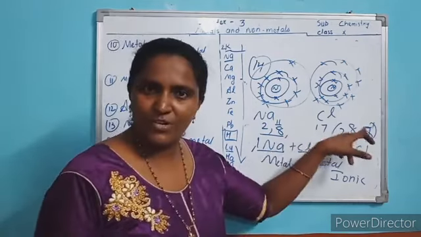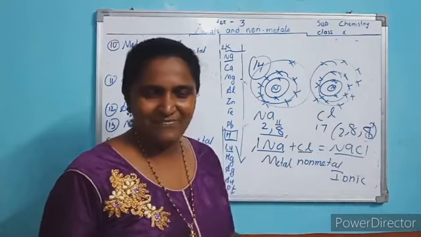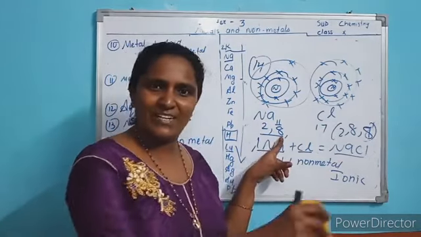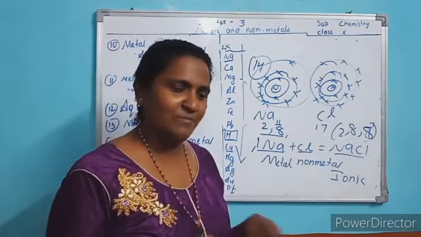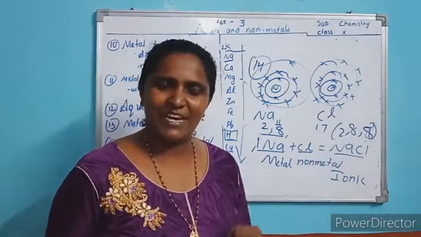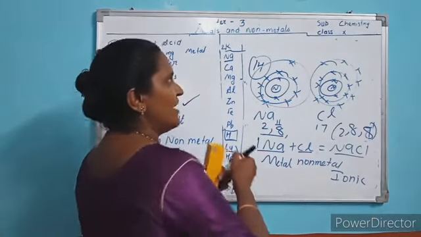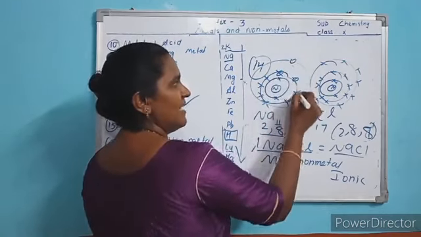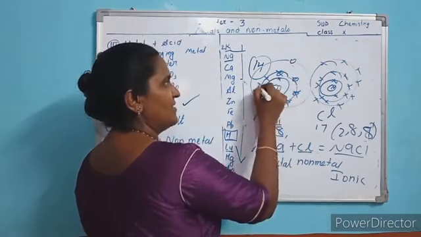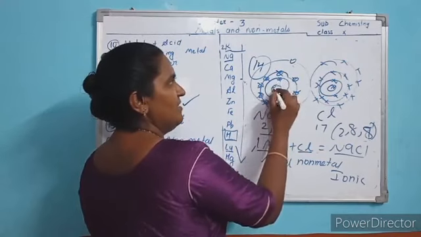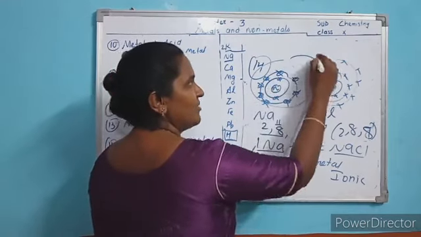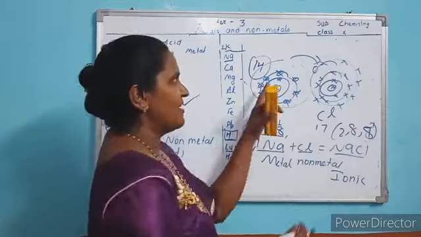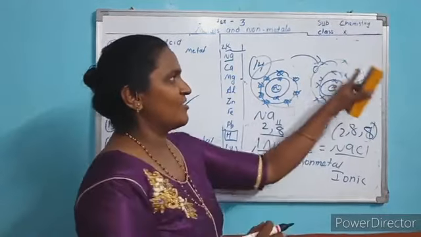So the metal donates. Why does it donate? To be stable. Now the outermost shell has 8 electrons, so it is stable. Here after gaining, it also becomes 8, stable. So they donate 1 electron. You differentiate this electron with a circle. This electron is donated. Now look at this, here 8. Here also it becomes 8.